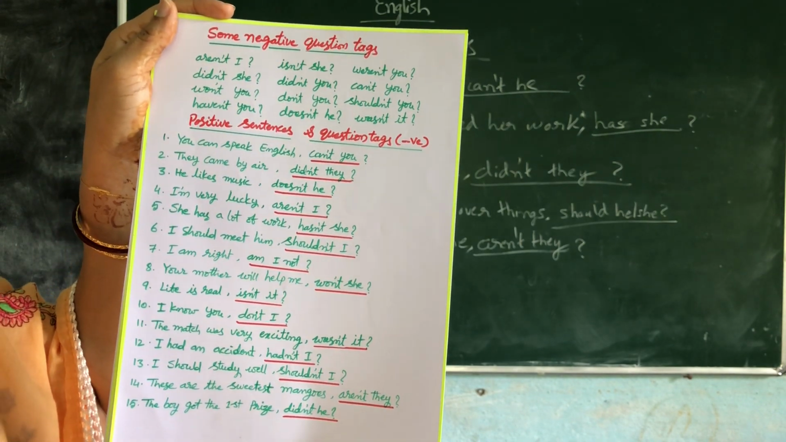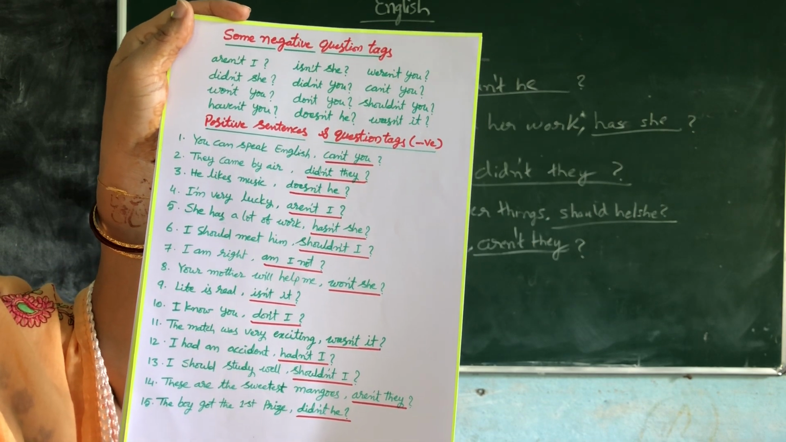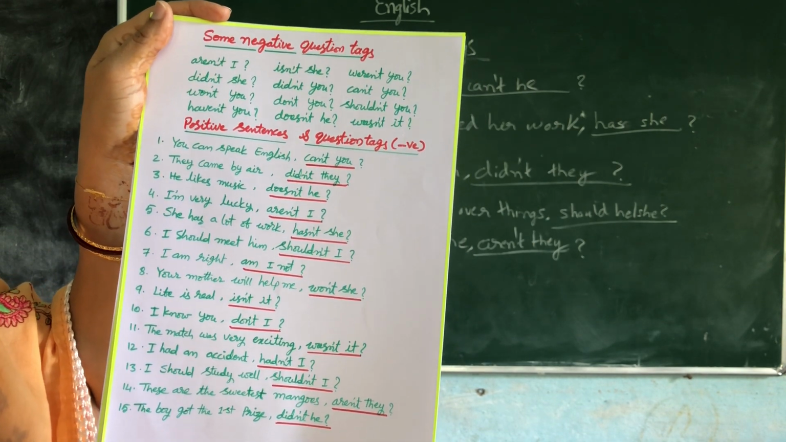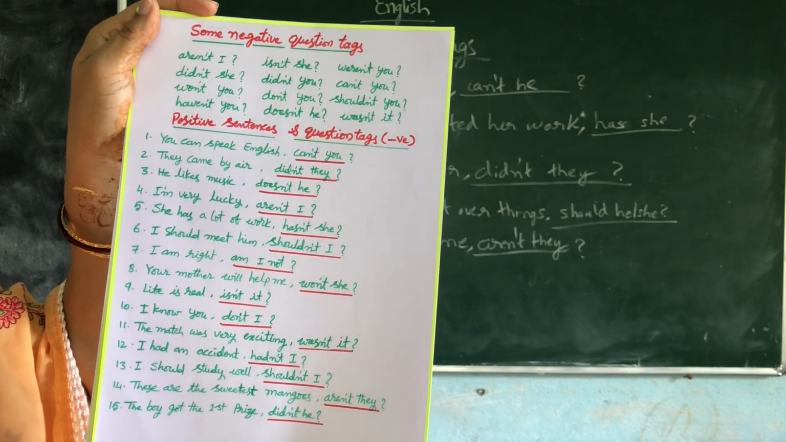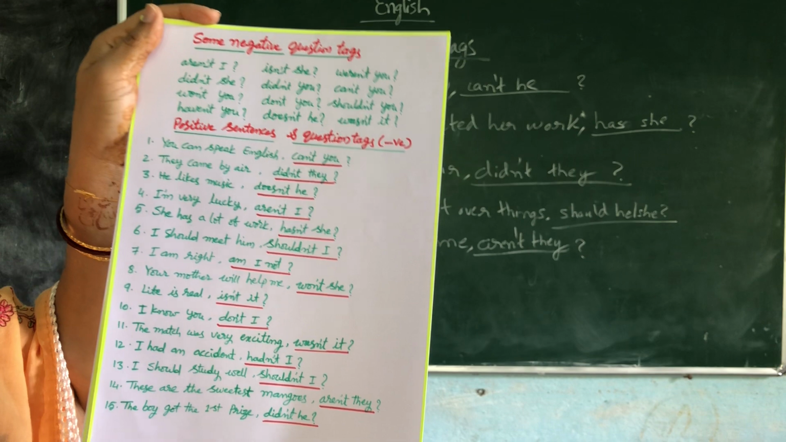So, you can speak English, can't you? They came by air, didn't they? He likes music, doesn't he? Likes is a present tense verb, so doesn't should be used. Past tense means didn't. Okay.